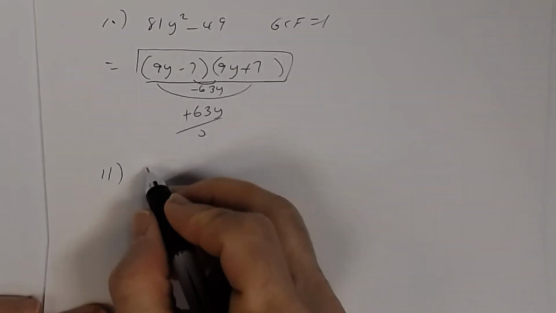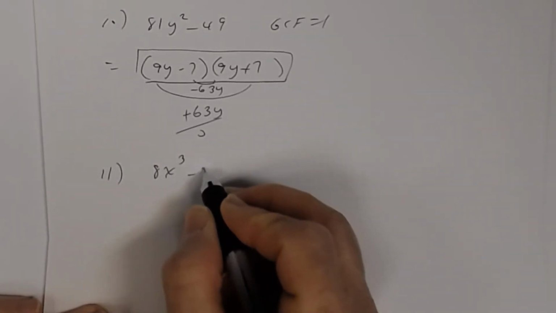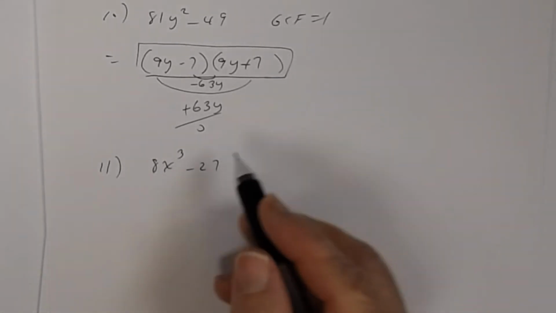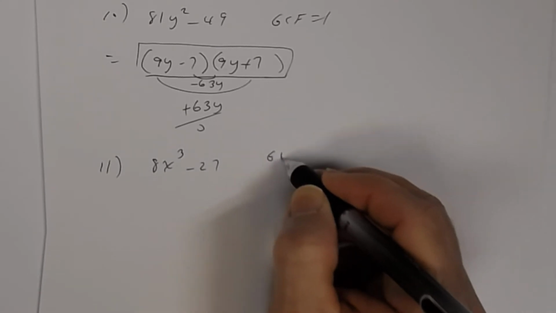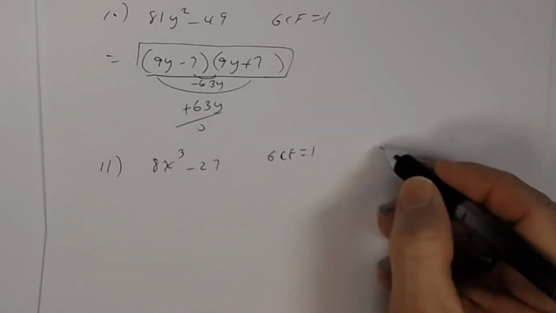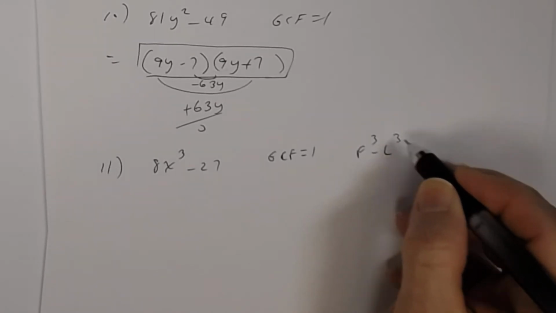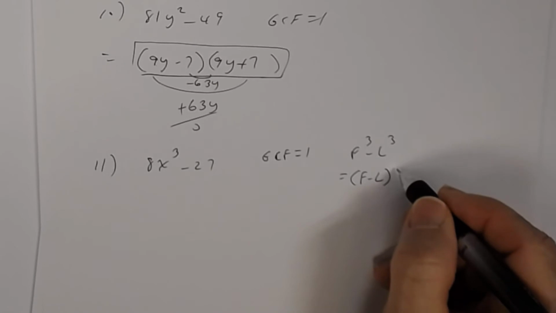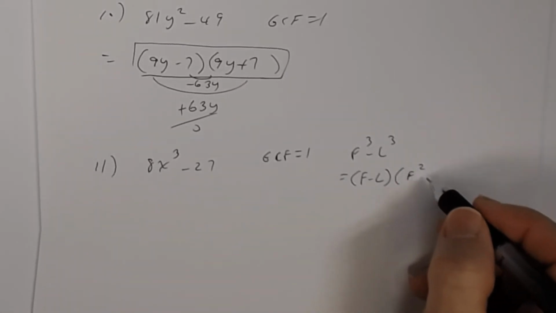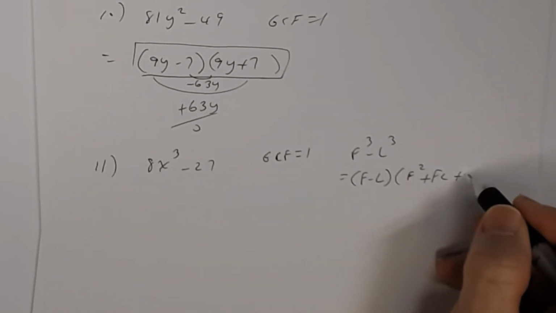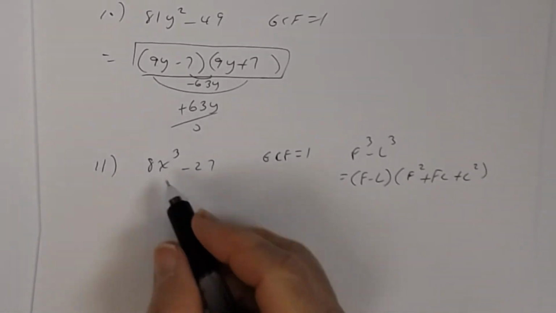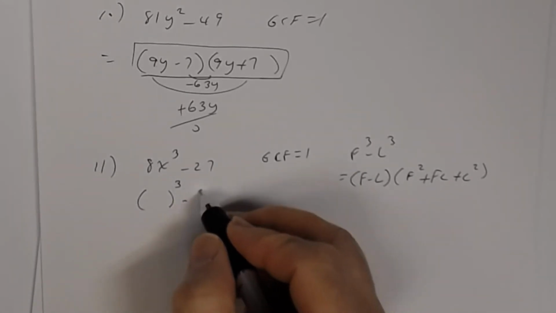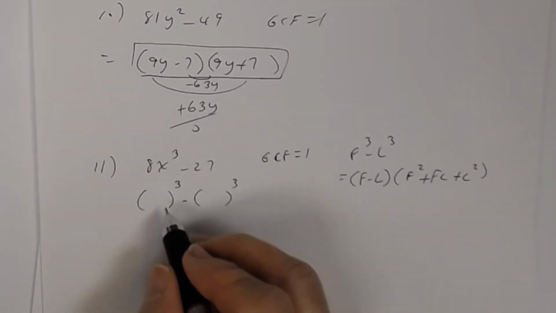Okay, so 11, you have 8x cubed minus 27. So here you have to use the fact that this is the difference of two cubes. But again, the GCF is 1. And remember, the formula for the difference of two cubes is a binomial, F minus L, times a trinomial, F squared plus FL plus L squared. And so before you go on, it's a good idea to find out what F and L would be.